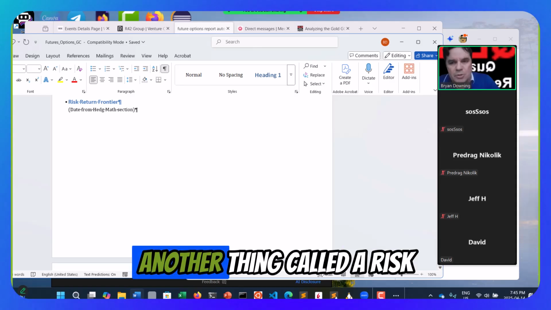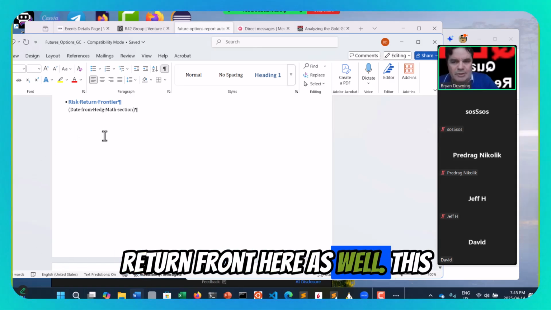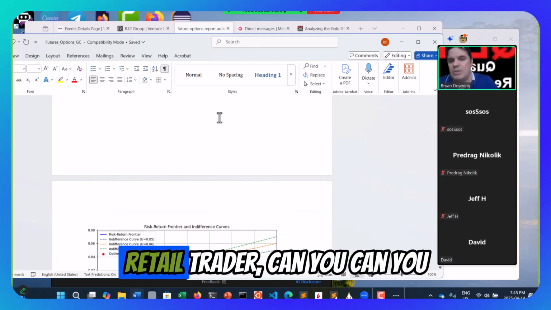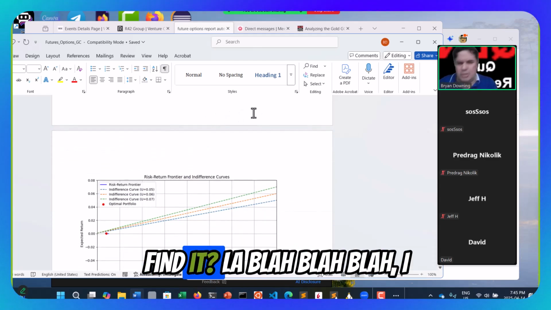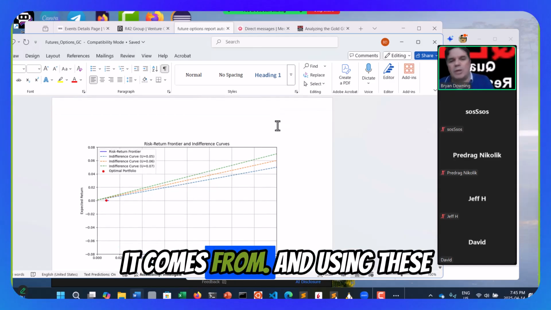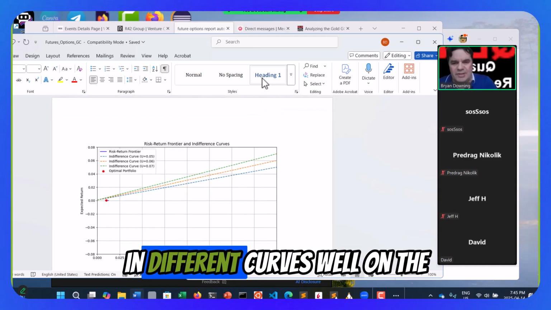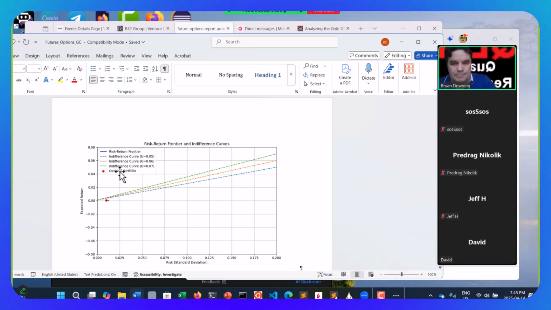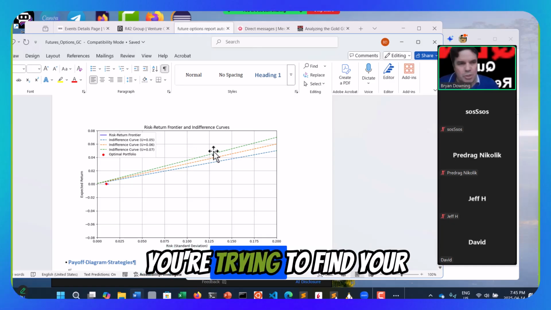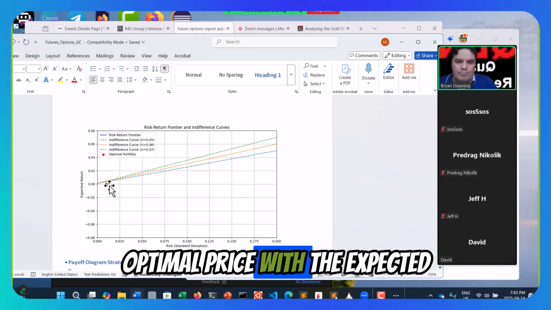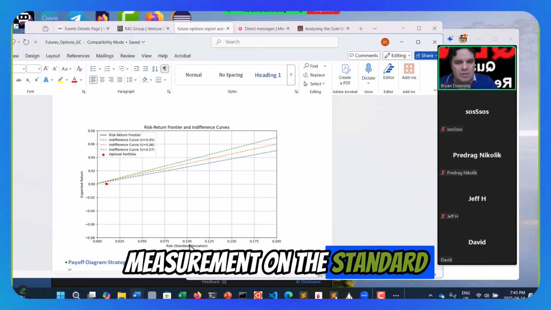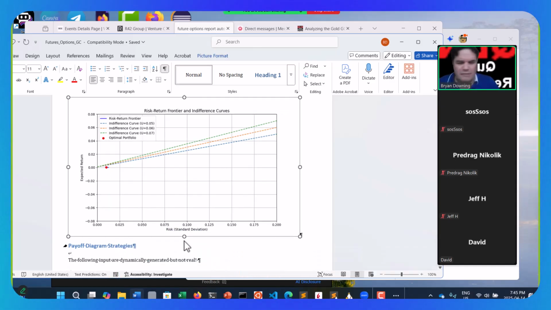So then there's another thing called risk return frontier as well. This is where the risk reward comes in. When you ask any retail trader, can you define it? Blah blah blah. They don't know what they're talking about, but this is where it comes from. And using these indifference curves as well on the different simulations. And then what you're trying to do is find your optimal price with the expected return and the risk measurement on the standard deviation, if that makes sense.